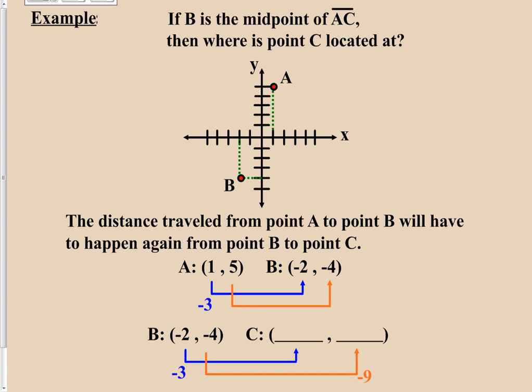We figured out how does the x change from the end point to the midpoint, and then made the x change the same amount again, getting from the midpoint to the other end point. Same thing with the y's. To get from one end point to the midpoint, y had to change a certain amount. Let's force it to change the same amount again, and that'll get us from our midpoint to our other end point.